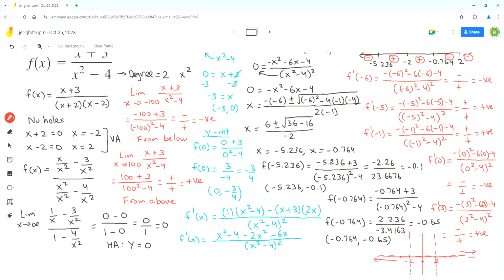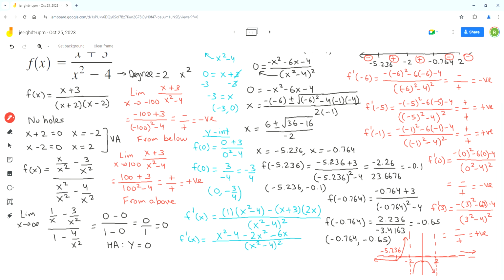So the curve is going down from left to right because it's decreasing. And then it passes through the x-intercept and then goes along the vertical asymptote in the upward direction because the function is increasing. So this point here is negative 5.236. Now to the right side of the vertical asymptote at x equals negative 2, the function is increasing, so it goes up like this all the way to the y-intercept, and then it's decreasing on the other side.